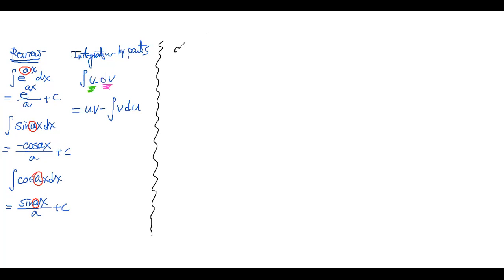Let's start with the easiest one. This is y times e to the power 2y dy. Like I told you before, one is going to be u and the other one is going to be dv. I'm also going to show you the tabular form, which I think makes integration by parts way easier.